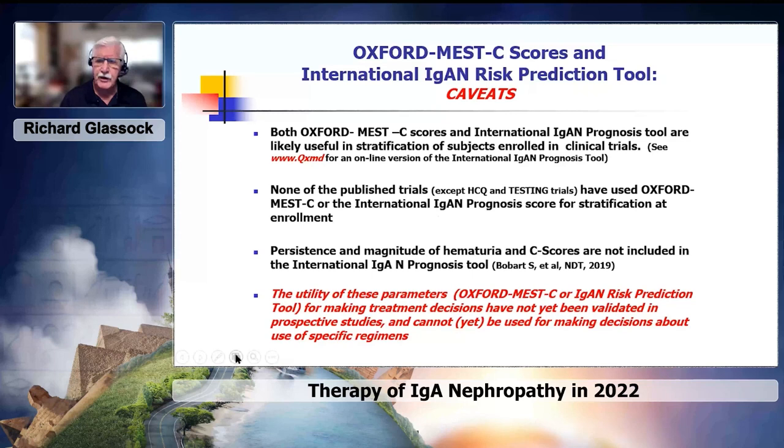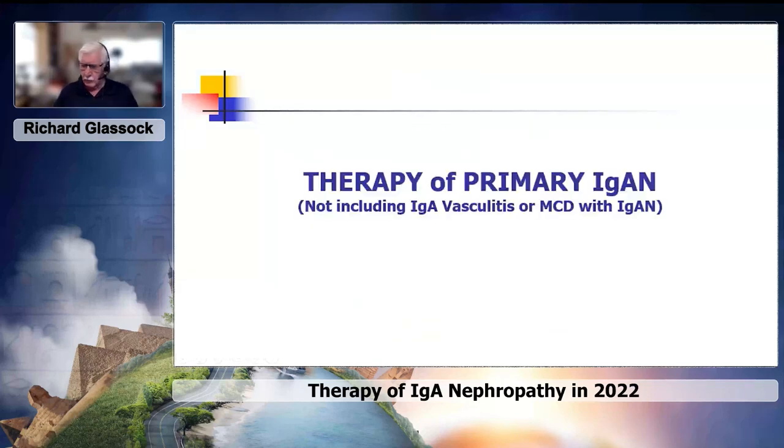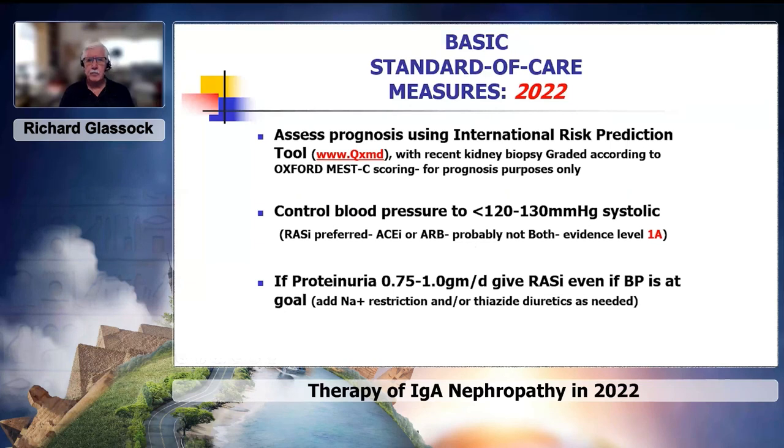So the utility of these parameters for making treatment decisions has not yet been validated, and we need prospective studies so that we can use these tools for making decisions about use of specific regimens. Well, with that introduction, let me now enter into the ever-changing scene in treatment of primary IgAN. I will not be covering the treatment of IgA vasculitis or minimal change disease with IgA nephropathy.